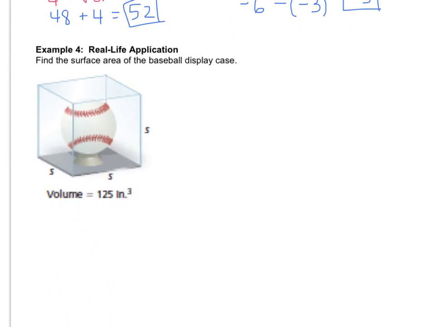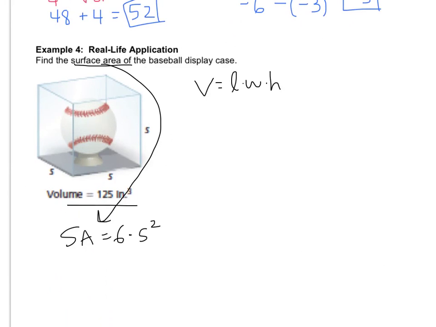Example 4, find the surface area of the baseball display case. And they give us the volume. So a couple of formulas. The volume of a rectangular prism is length times width times height. And the surface area, I'll put it down here separate, is 6 times side squared. So you find the area of one side, multiply it by 6. But which formula, because that's what they wanted. They want surface area, but they've given me volume.